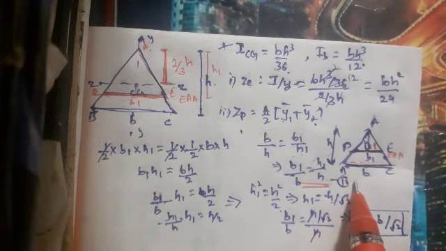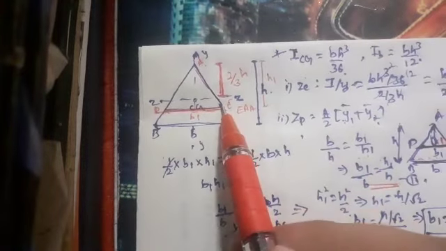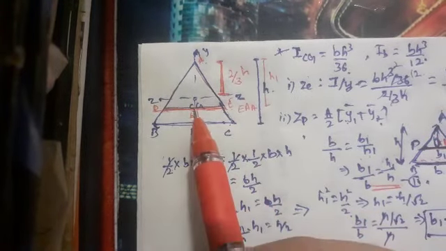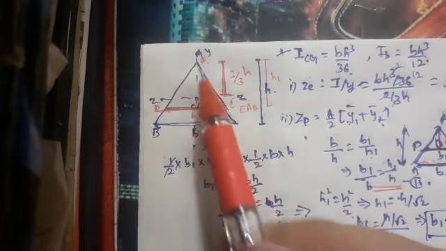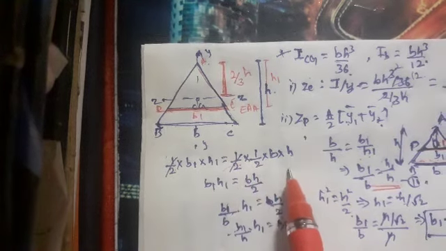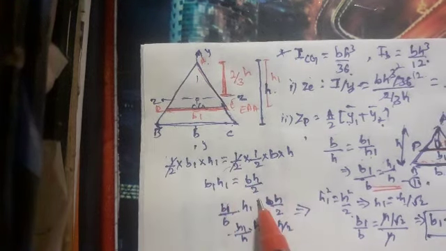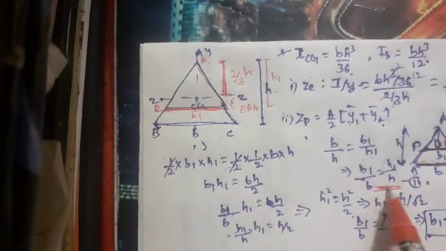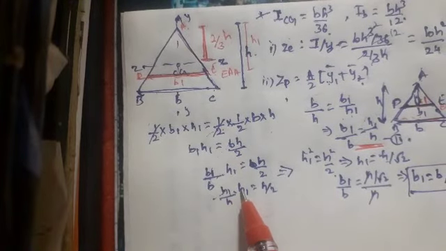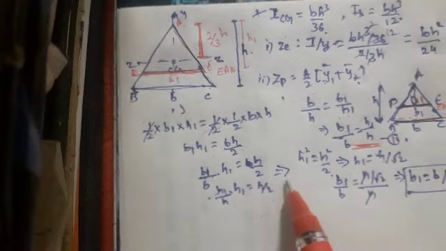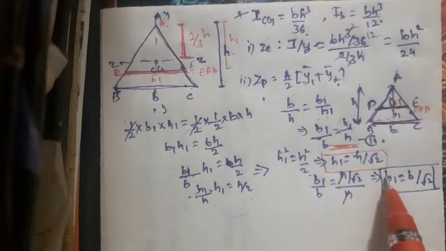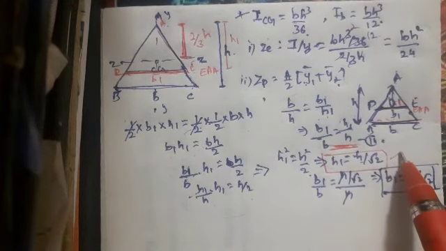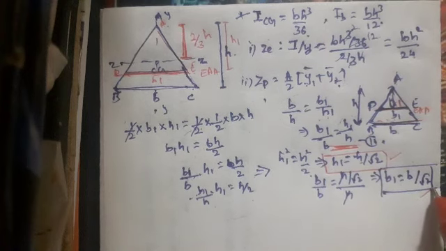Now as it is an equal area axis, half into B1 into H1 must be equal to half of half into base into height. So we get B1 H1 is equal to BH by 2. Based on equation number 1, on simplification and arrangement, I get H1 into H1 by H equal to H by 2. So on simplification, I got H1 equal to H by root 2 and B1 equal to B by root 2.